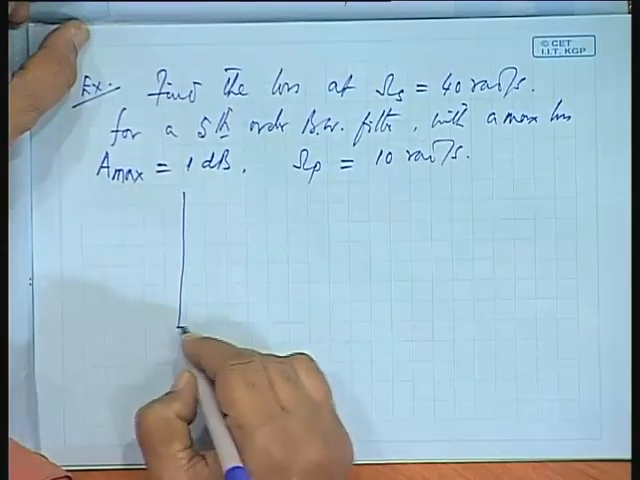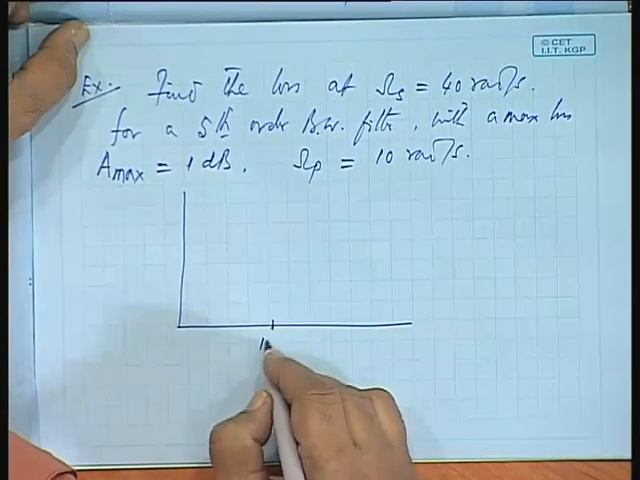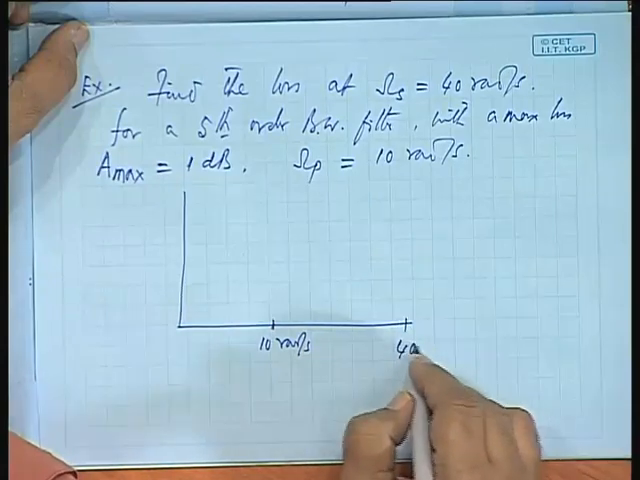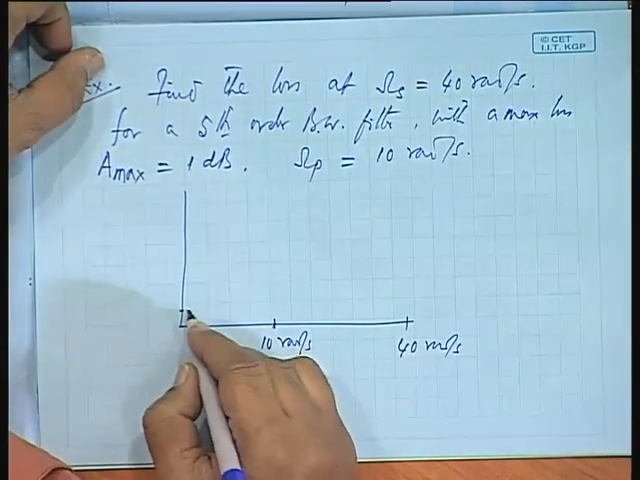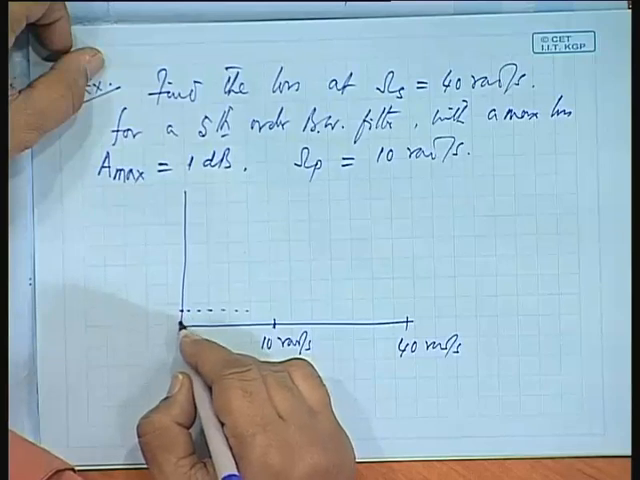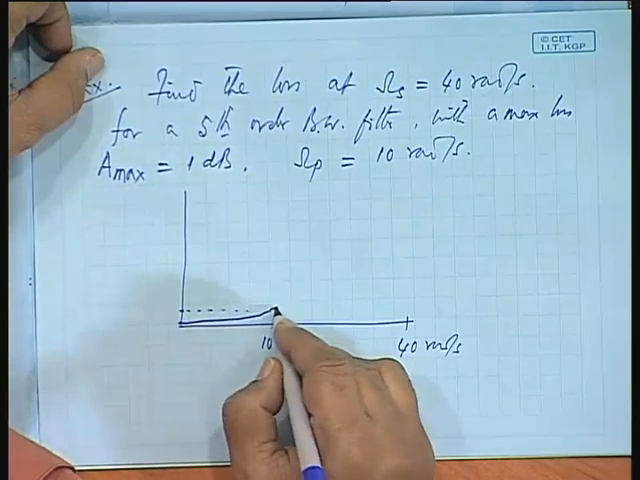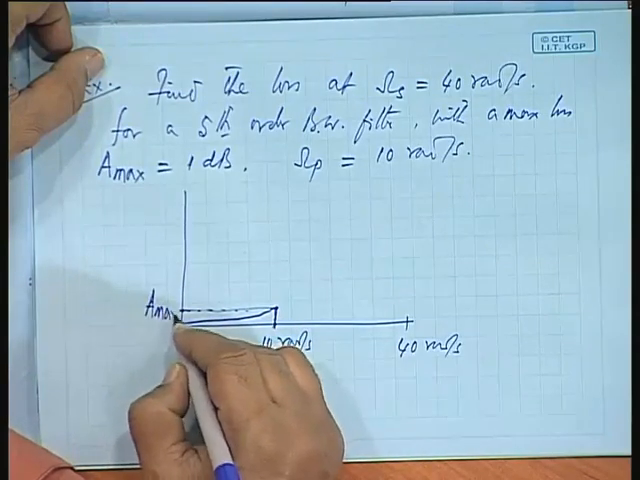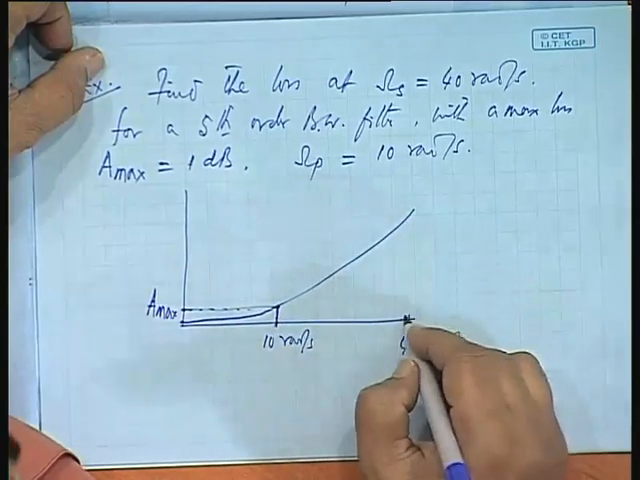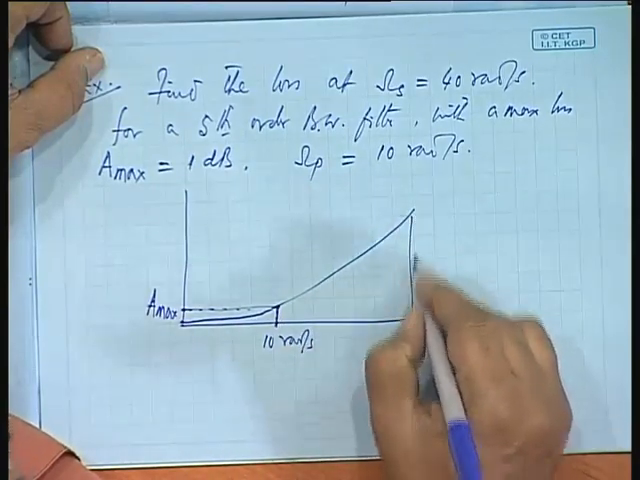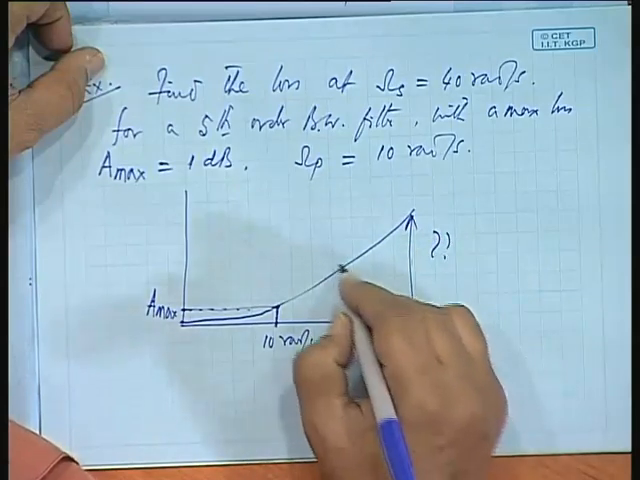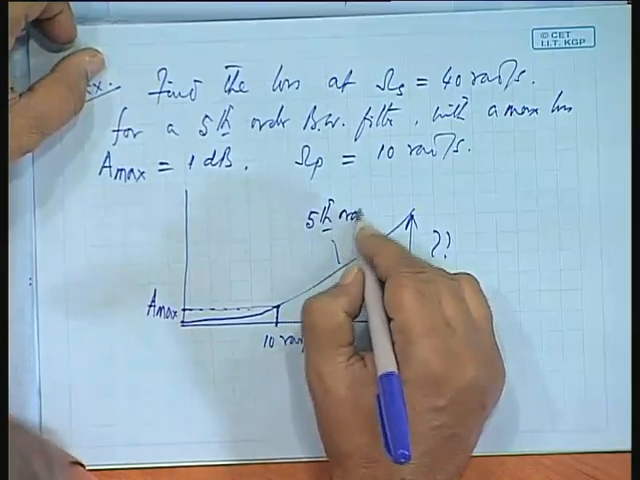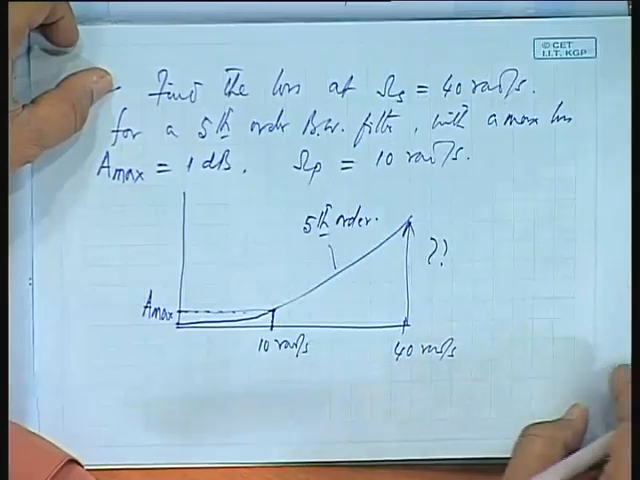That means you are given this is 10 radians per second, this is 40 radians per second, this is the maximum loss A max, and you have to determine the loss here. If this is a fifth order Butterworth polynomial.